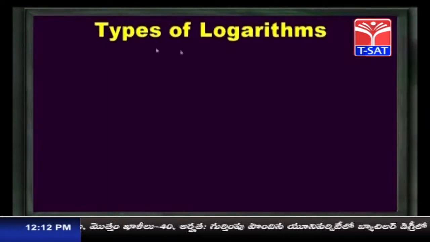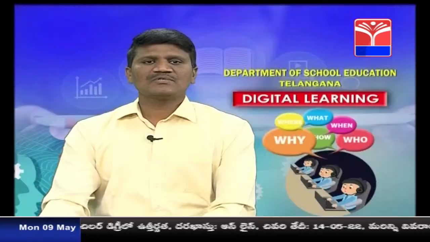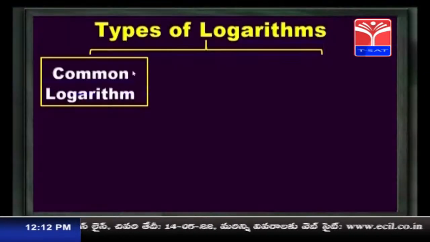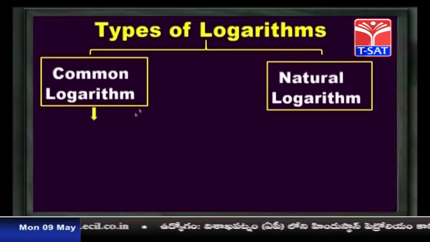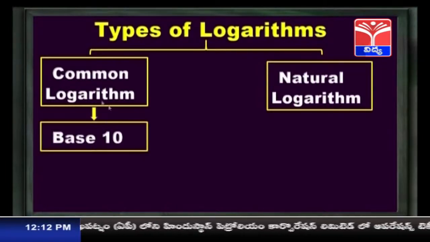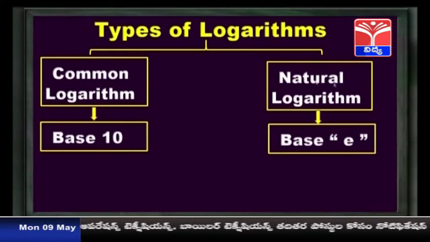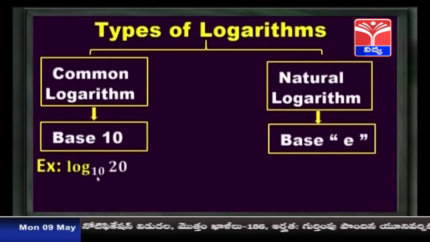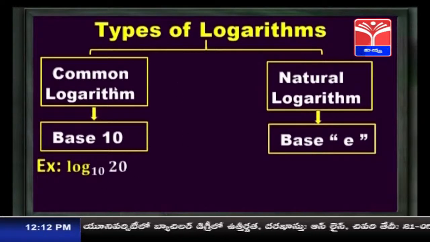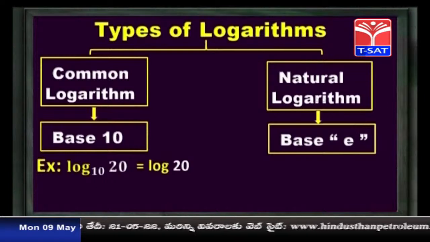Types of logarithm. Based on the base, we will define the logarithms. There are two types: one is common logarithm and the next one is natural logarithm. If the base is 10, we say that is a common logarithm. If the base is e, then that is called natural logarithm. Example, log 20 to the base 10. If the base is 10, we call it common logarithm. If the base is e, the logarithm is called natural logarithm.